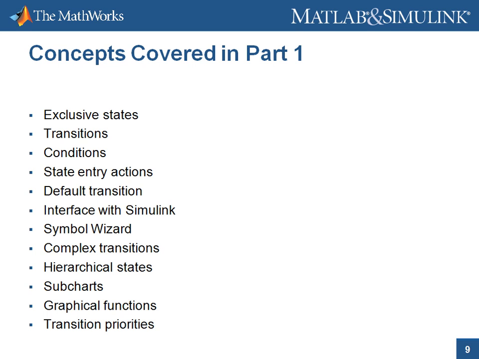We saw complex transitions where we used the ampersand signs and the vertical lines to define ands and ors. We saw hierarchical states where you can contain certain states within superstates. We saw subcharts, which is similar to the concept of subsystems within Simulink for hiding the details of your different states. We saw one of the types of functions, a graphical function, which is used to define functions using a flowchart. And last, we saw transition priorities, where we had the junction and different paths it could possibly take, and it decides which condition it's going to check by looking at those transition priorities, which are represented by the numbers on the transitions.